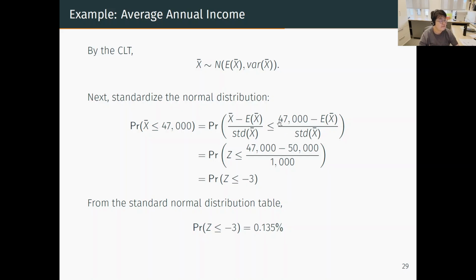So $47,000 becomes 47,000 minus 50,000, divided by 1,000. You can calculate the right hand side, and the left hand side does not need to be calculated, because it's a standard normal random variable. The right hand side simplifies to -3, so the probability that z is smaller than -3 is a standard normal distribution probability.